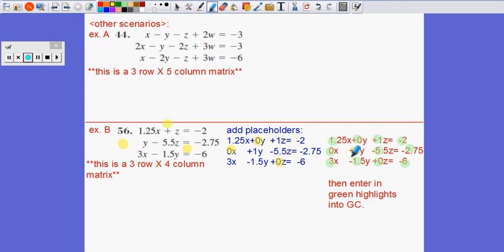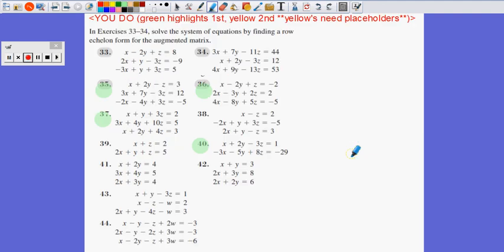Next on the screen, you're going to see some problems I want you guys to do. If you need to revisit some examples, just press rewind, but here are the problems that I want you guys to do. First off, I want you to do the green highlights first and then yellow second. The yellows are the ones that need placeholders, by the way. You'll see that you're going to need some placeholders. So greens do this. Just hit it up on your calculator and just write your answer as x equals 2, y equals 2, z equals 2, or infinite solution or no solution.